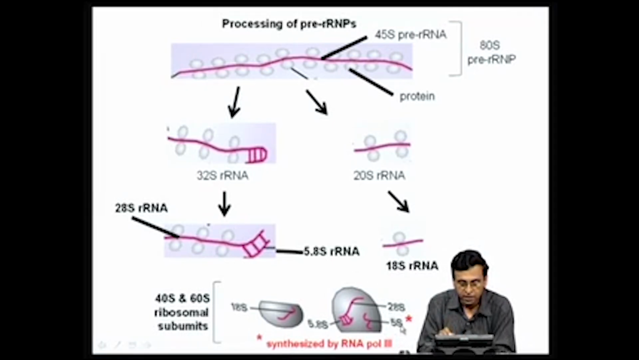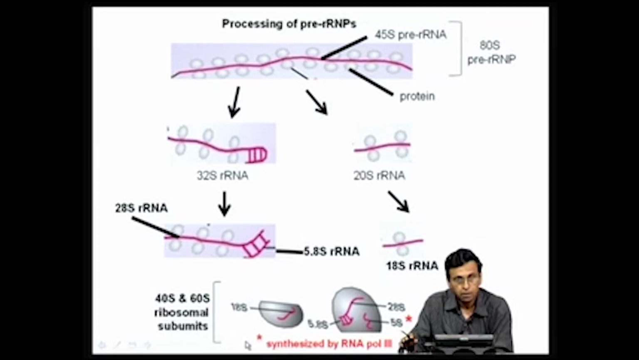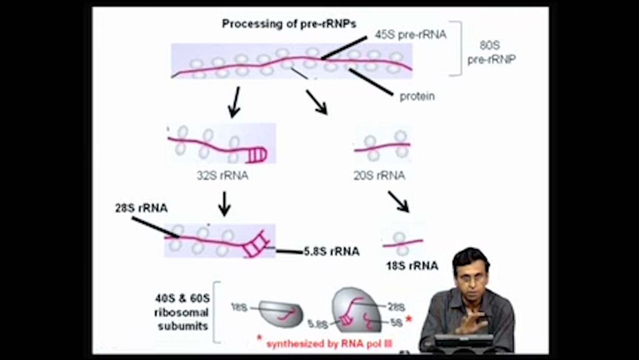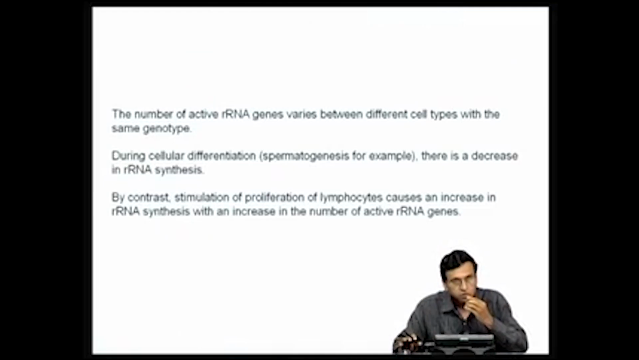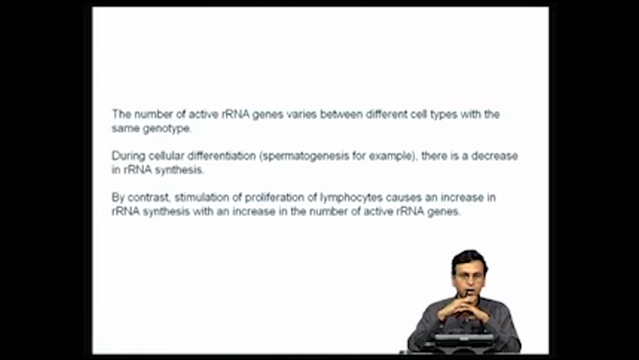In addition, the 5S rRNA, synthesized by polymerase III, also joins and becomes a component of the ribosome. So, of the RNA components of the ribosome, 3 of them come from ribosomal DNA and 1 of them comes from Pol III transcription. So, let us now spend some time to understand what is the significance of the study of ribosomal DNA transcription. Why should we understand the regulation of rRNA transcription?